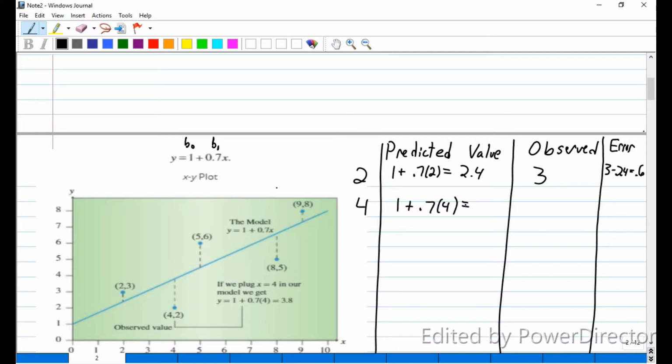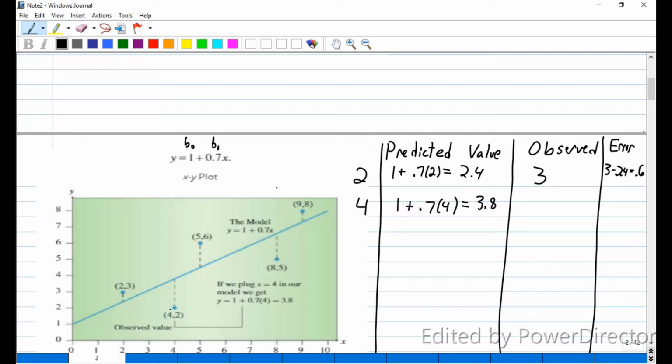What the regression line does is it predicts the values that we could get. All right, it's the best fit line, but it predicts the values that we could get. So the prediction here is that when x equals 4, y is equal to 3.8. So the predicted value is 3.8. Well, what's the actual value? That's called the observed value.